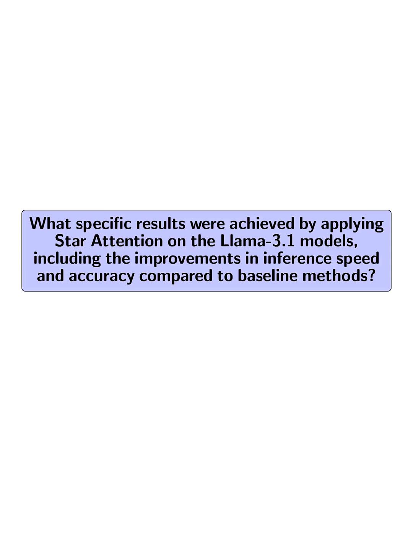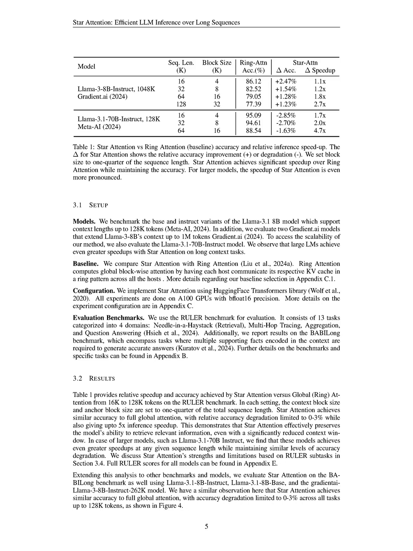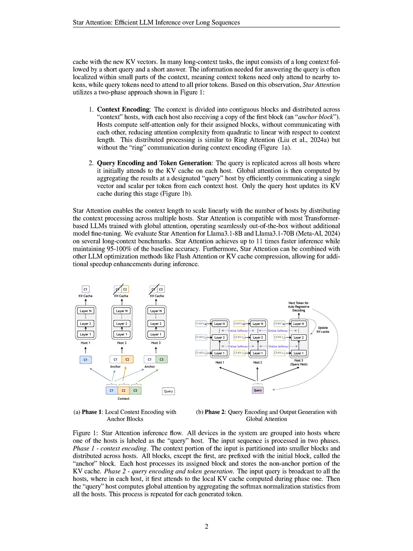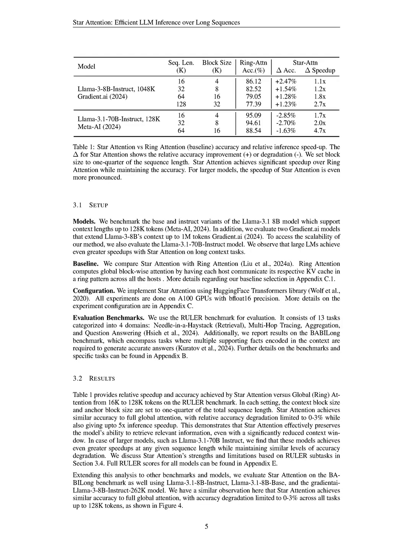What specific results were achieved by applying star attention on the Llama 3.1 models, including the improvements in inference speed and accuracy compared to baseline methods? Applying star attention on the Llama 3.1 models resulted in significant improvements in inference speed and accuracy. Specifically, star attention achieved up to 11 times faster inference while maintaining 95 to 100% of the baseline accuracy across various long context benchmarks.